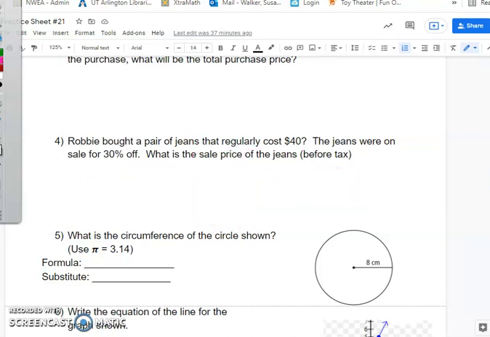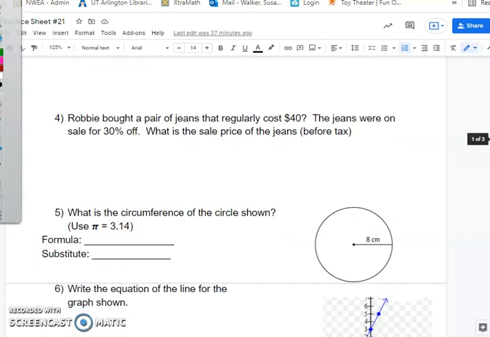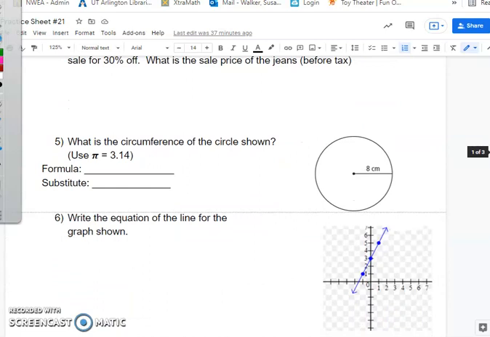What is the circumference for the circle shown? You want to get your formula chart out. Your formula chart shows two formulas: C equals 2 pi r and C equals pi d. Depending on which one we're given, that determines the formula. So I have to look here. What do we call this? Most of you know that is the radius, right? So that means we're going to use this formula: C equals 2 pi r, 2 times pi times r.